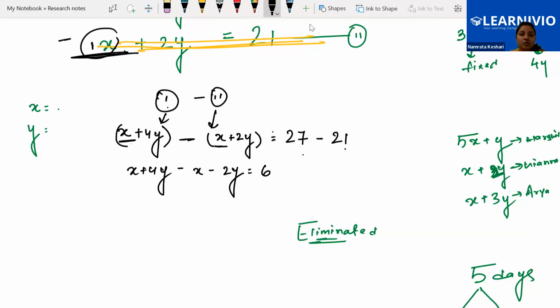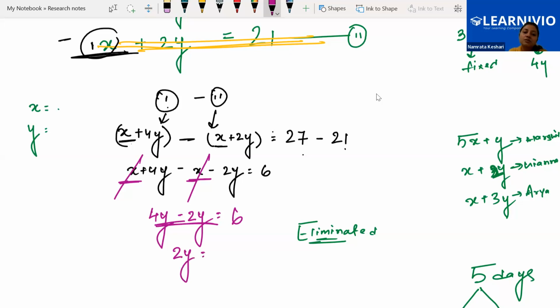Can you see here x and x is getting eliminated over here? This x and this x is getting eliminated over here. Oh wow, that's what we wanted to do. So that we will be having 4y minus 2y is equals to 6. Can you see now only we got y, which is possible to solve. Previously x, y mixed up, not possible. Now we will be having 2y is equals to 6, y is equals to 6 by 2.